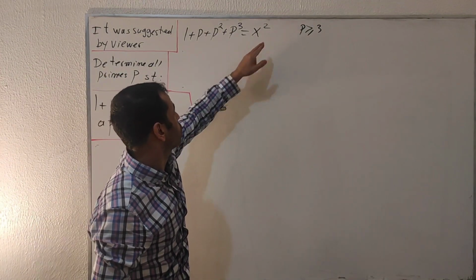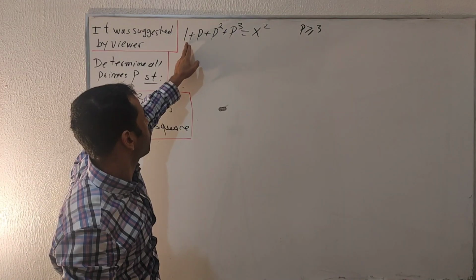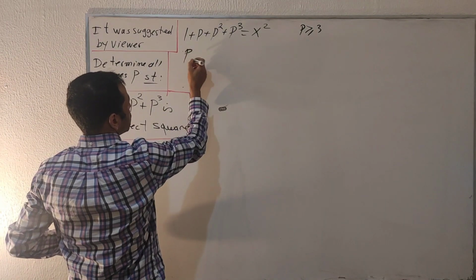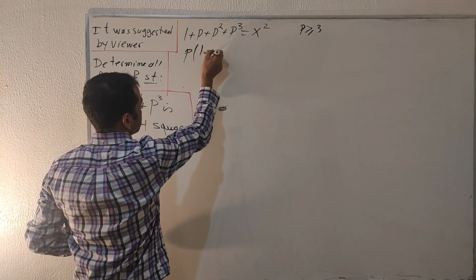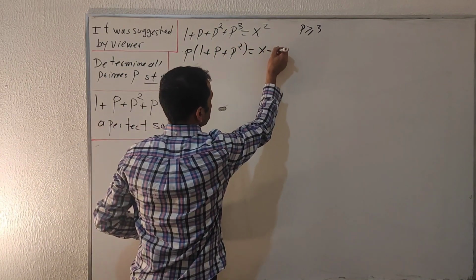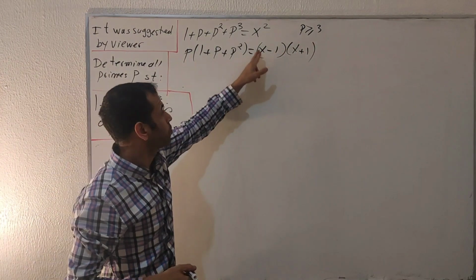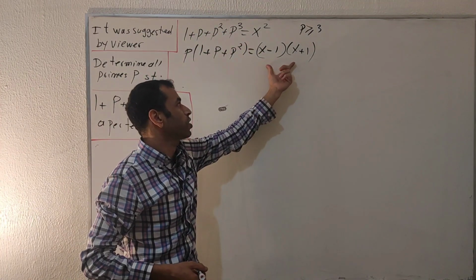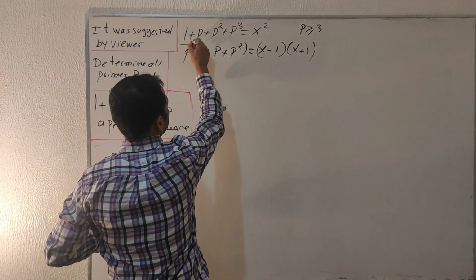Since we have x squared here and we have the number 1, it's a good opportunity to get a difference of two squares after moving the number 1 to the right. So I will have the following expression. I'm going to take p as a common factor. You will get p multiplied by 1 plus p plus p squared equals x minus 1 times x plus 1. After you move the number 1 to the right, you get a difference of two squares, then we factor it, and we get this expression. This is a very nice expression.